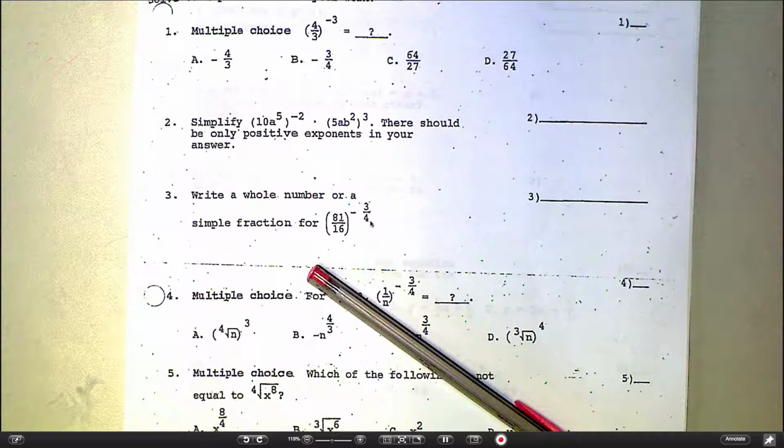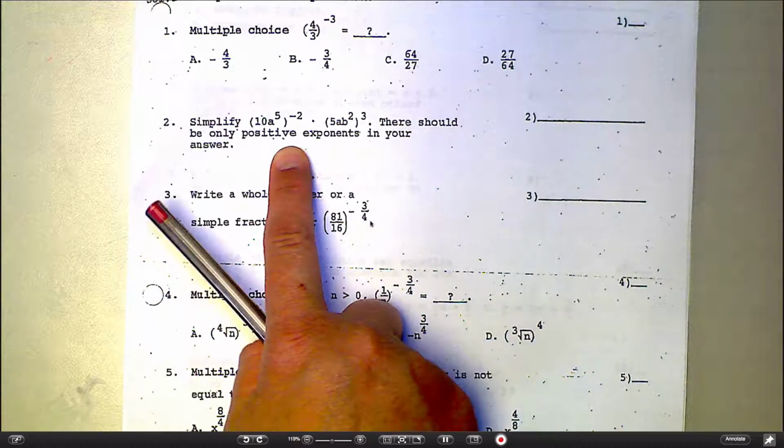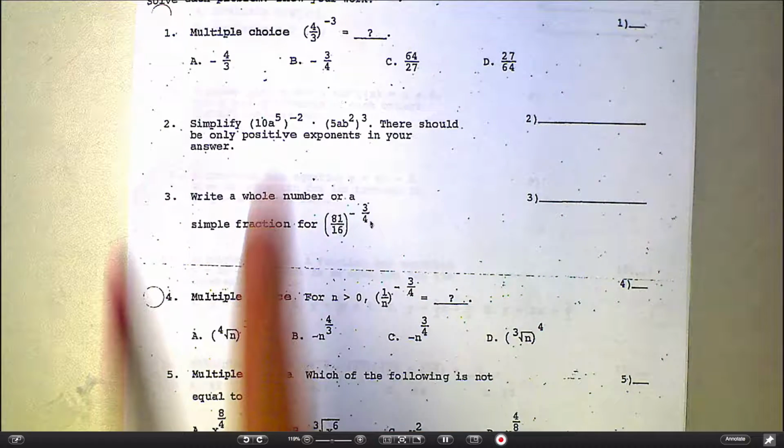What questions do we have that we want to go over? You can name it by page number and then what problem number, Sarah? Page 1, number 2. Okay, so this one. So 10a to the 5th to the negative 2nd power.